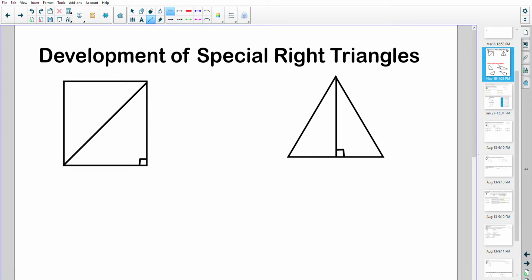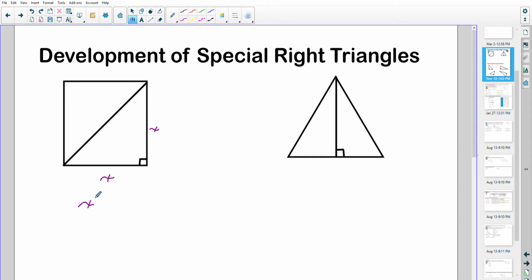I'm just going to develop the special right triangle side relationships, and to do so I'm going to start with the square and the equilateral triangle. When I start with the square, I'm going to label each side as an x and figure out what the hypotenuse is in terms of that.